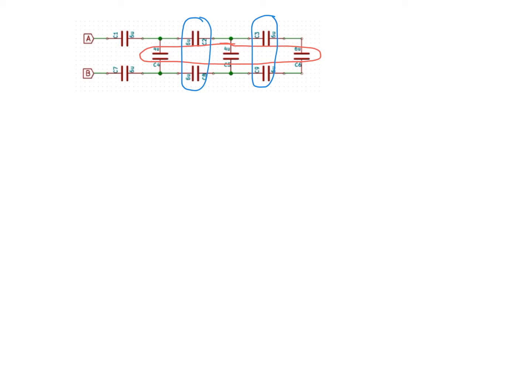Okay, so I need to erase those. So those are not in parallel. They look like they're in parallel, but they're not. Now, the other thing is it looks possibly like these 3 right here are in series. But once again, they're not, because there are other connections where these 2 green dots are, here and here. Because there are connections there, those 3 are not in series.